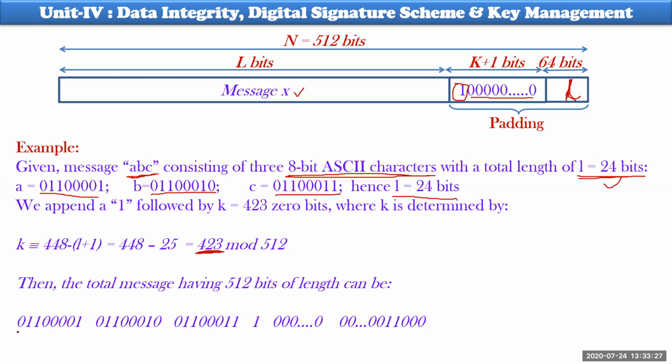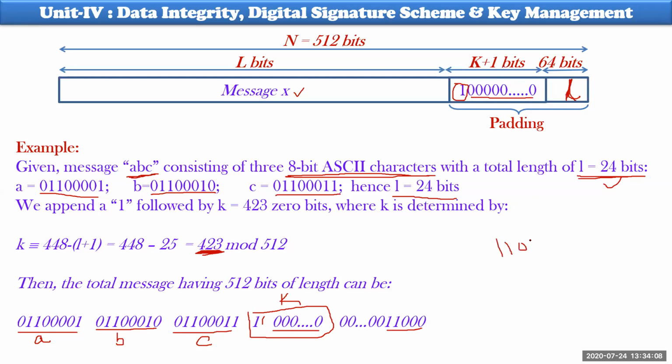So this is first A, this value is A, and to understand very clearly, I have given some spaces here. This value is B and this value is C, and right away from here is the specific value which is being padded. So like this, K plus 1 bits. This is 1 followed by K zeros. How many zeros will be added? 423 zeros will be added here, followed by the number of bits in the actual message, which is 24. This equivalent value is 24.